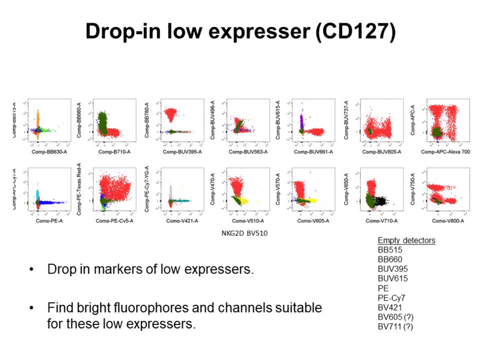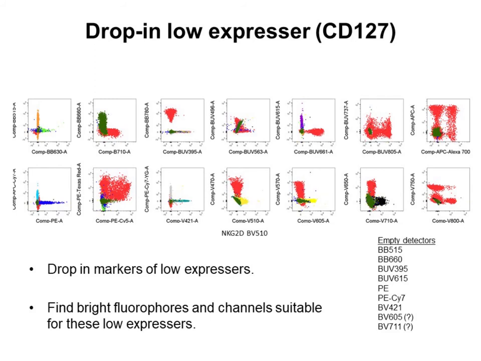So here I present the lowly expressed markers. In this case, CD127 and others can be used. How they can be integrated in the same core panel, that is in red again. Unlike the previous slide, which investigated the compensation spillover, the problem with highly expressed antigens, the dropping scenario here is to identify which bright fluorophores are suitable for lowly expressed markers and still give a good resolution.